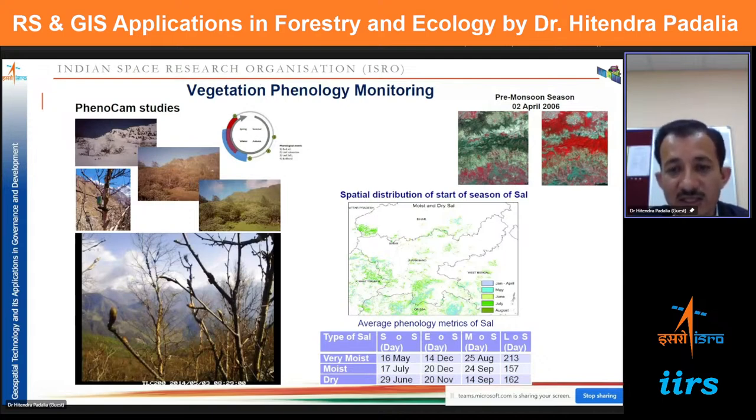In some year, if droughts and some other fire related activities become very extreme, then also you will find that there are changes in phenology. So you can understand what is the impact of such environmental changes.